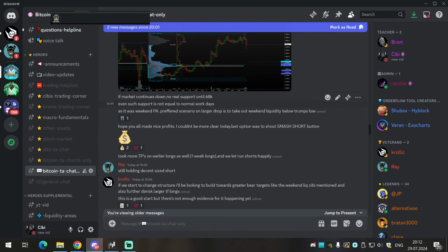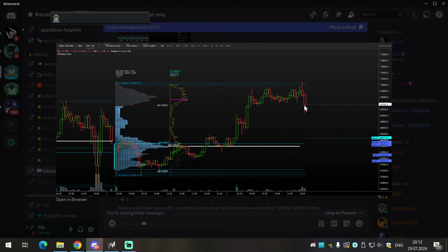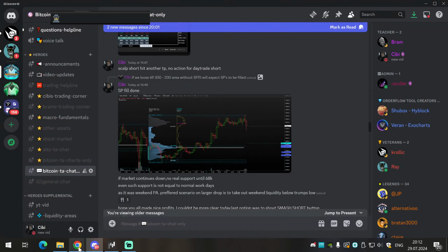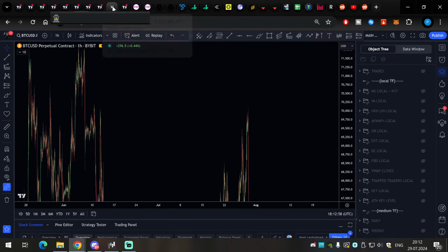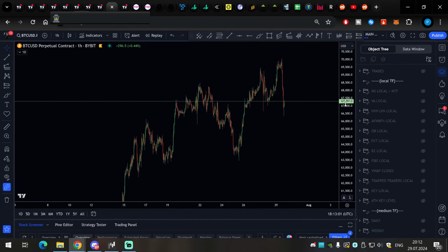Even such support is not equal to normal workdays, as on weekend price action the preferred scenario is a large drop to take out weekend liquidity below Trump's low. So you see, Bitcoin is at 69,356 and I'm already giving targets below Trump's low at 68,500. Let me show you the result. Yes, that's what it means to understand your trade potential, and that's how you stay in the trade.